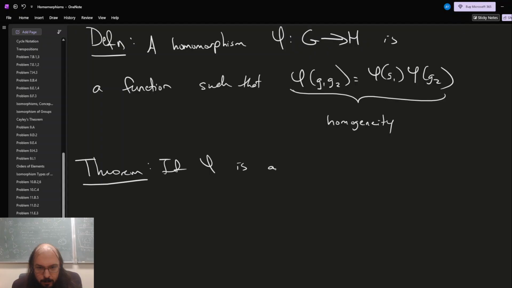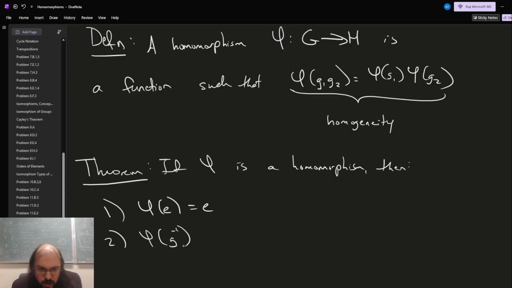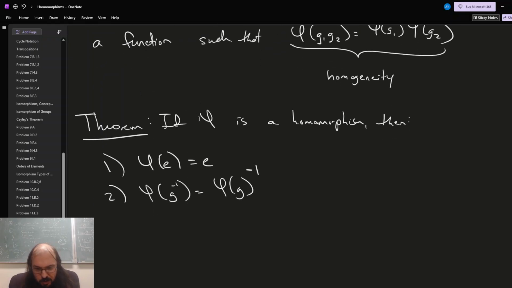If phi is a homomorphism, then phi of E equals E, and phi of G inverse equals phi of G, inverse. So before we jump into the proof, neither of which has a particularly difficult proof, we need to remind ourselves that this E is the E of the first group. I wrote that it's a homomorphism, but what that means is that there's two groups here. This is the identity of G, and this is the identity of H.